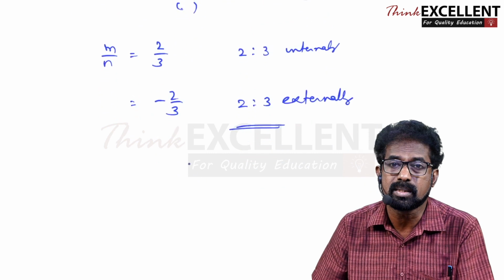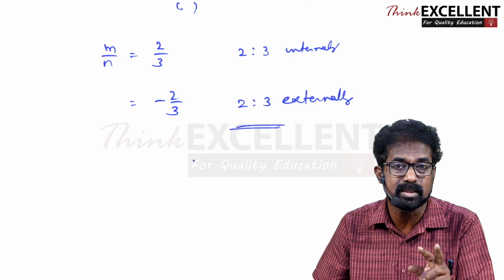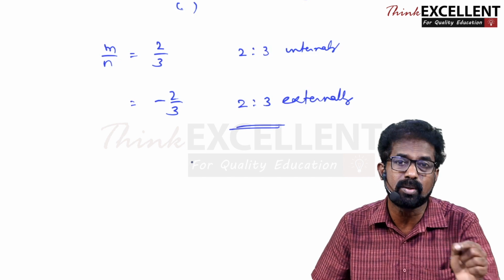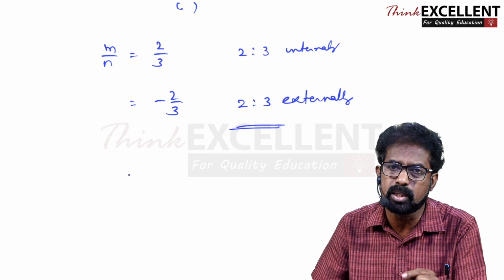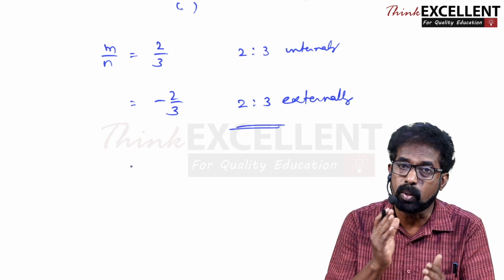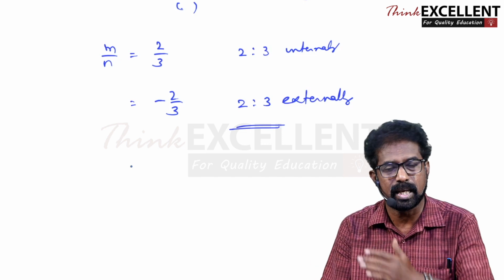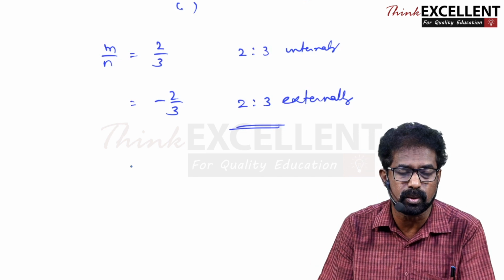Similarly, sometimes they ask in what ratio the x-axis divides. The speciality of the x-axis is y equals 0. So you take only the y coordinate and equate it with 0. Same way, at what ratio the y-axis divides. The speciality of the y-axis is x equal to 0, x coordinate 0. If they ask about the x-axis, the y coordinate is 0. Like that you can do that.